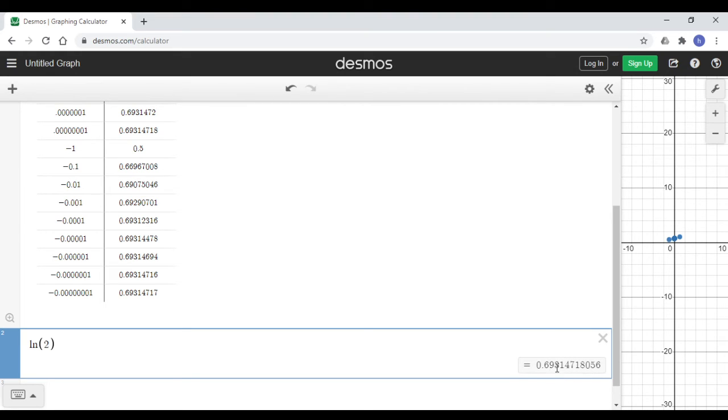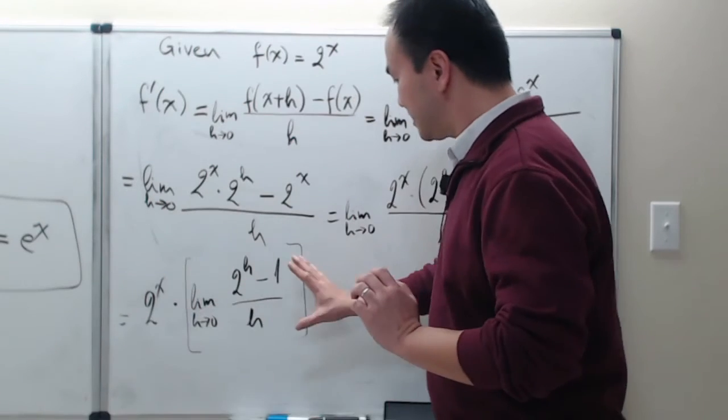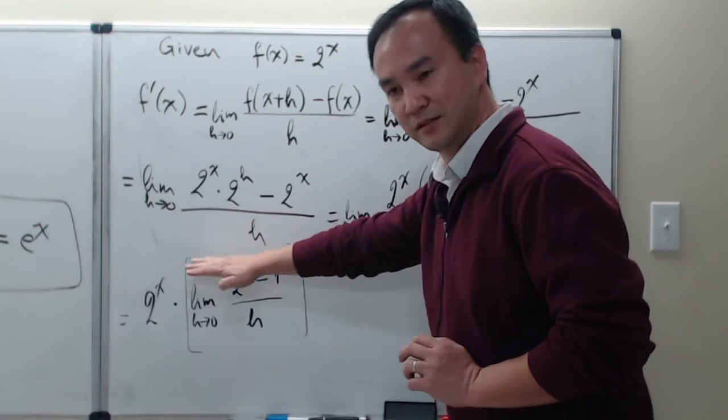So 0.693, ooh, does that look familiar? 0.693147, and then the 18056. Okay, so it looks like our limits here. So now we come to a conclusion. It looks like this limit turns out to be that value.